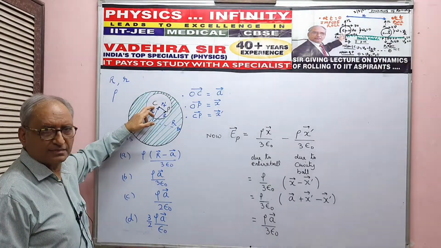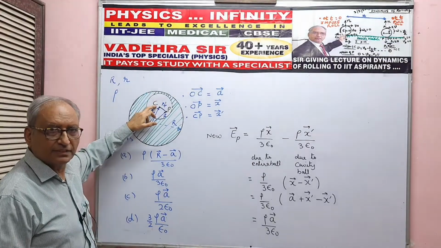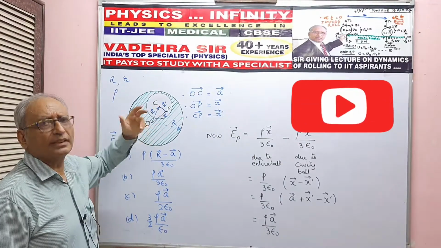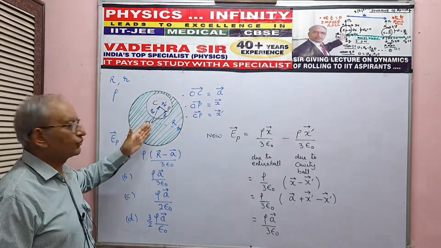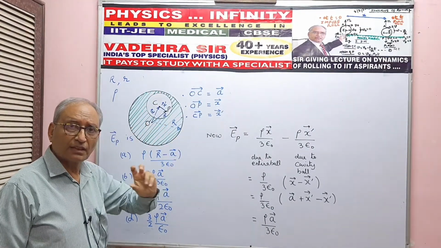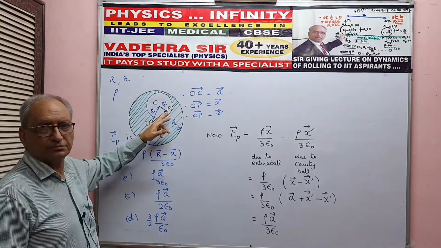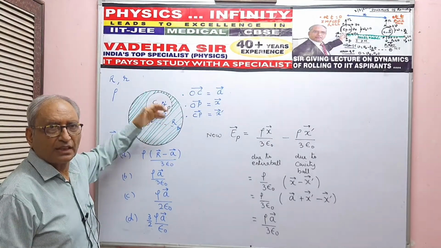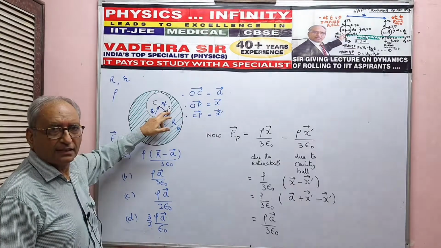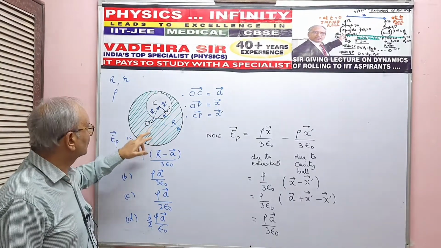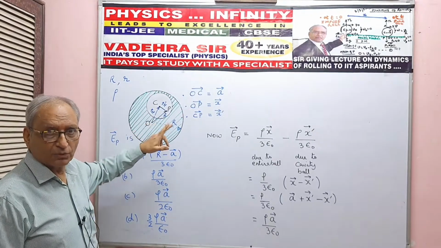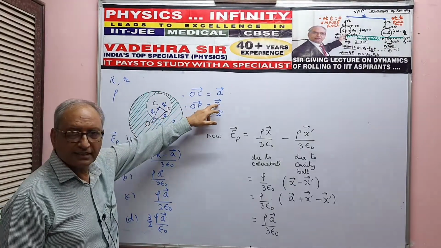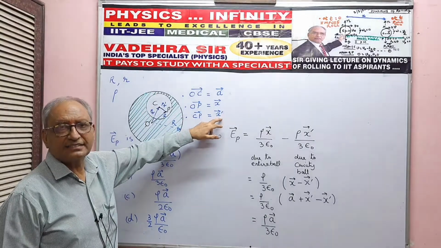The center of the cavity is C. The center of the cavity is displaced from the center O of the sphere by a arrow. In other words, the position vector of C from O is a arrow. This is given. Then within the cavity, there is a point P, whose position vector from C is x dash arrow. The point P has position vector with respect to O as x arrow. So OC arrow is a arrow, OP arrow is x arrow, and CP arrow is x dash arrow.